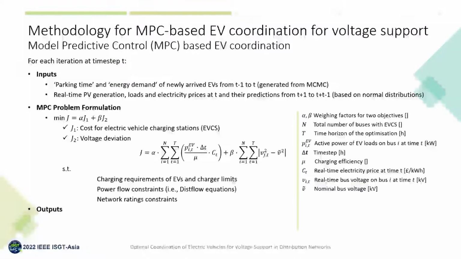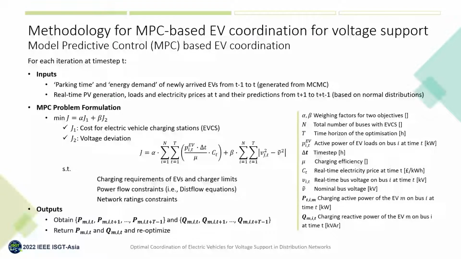Then the MPC model calculates the solution. A twofold objective is formed, minimizing both the cost of all the transactions in the charging stations and also the voltage deviation for all the distribution network buses. After calculation, the tool finds a series of solutions in time sequence with the length of time window T, and only the first solution of active and reactive power actions is implemented, while the rest are discarded.